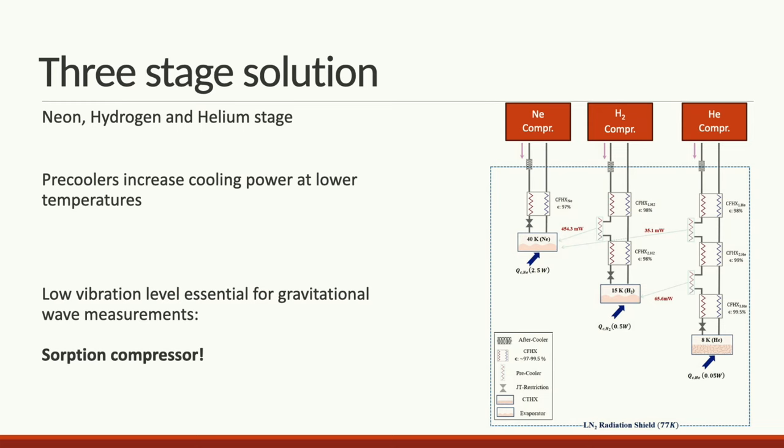So the gases or the fluids we use are neon, hydrogen, and helium. So these are then connected here to the stages. But a mechanical cooler, as I said before, it causes vibrations. So the solution to do this is to use a sorption compressor.